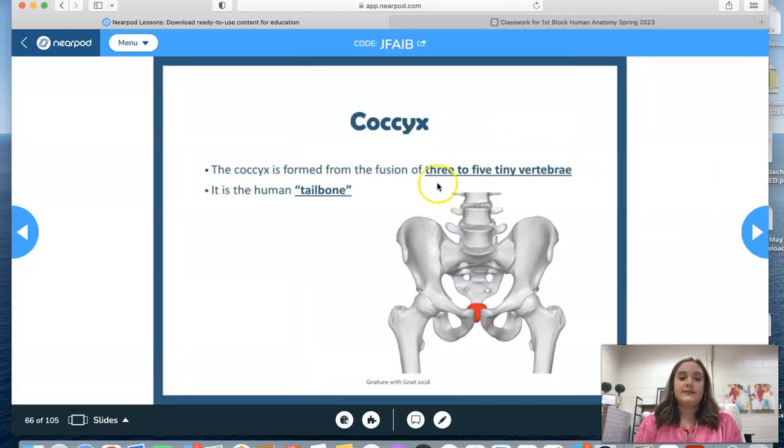The coccyx is formed from the fusion of 3 to 5 tiny vertebrae. So it is the last piece of the vertebral column. It is the human tailbone.